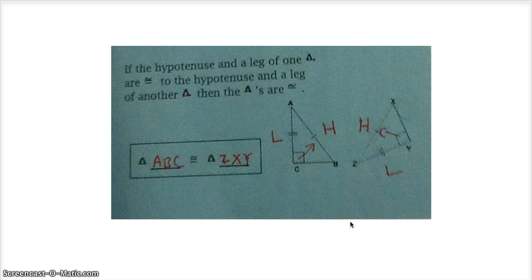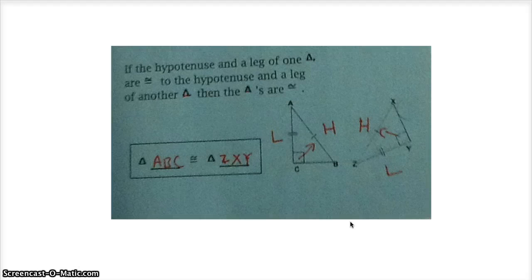Okay. The last one is a hypotenuse leg. It is only for right triangles. Let me say that one time. The hypotenuse leg is only for right triangles. If the hypotenuse and leg of one right triangle are congruent to the hypotenuse and leg of another right triangle, then the triangles are congruent. Remember, the hypotenuse is the side across from the 90-degree angle, and the leg is either of the other two sides left over.